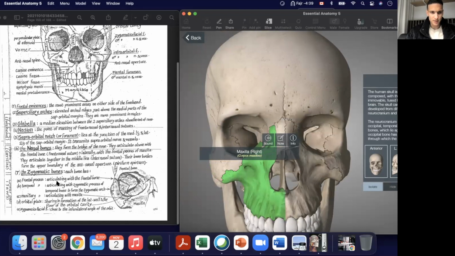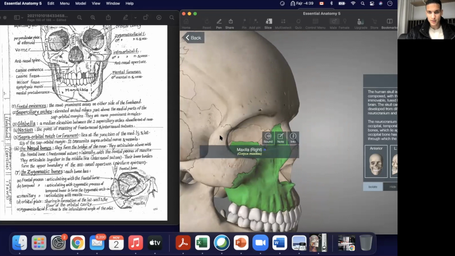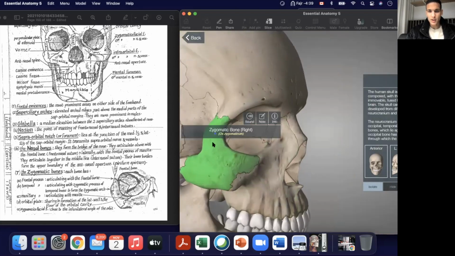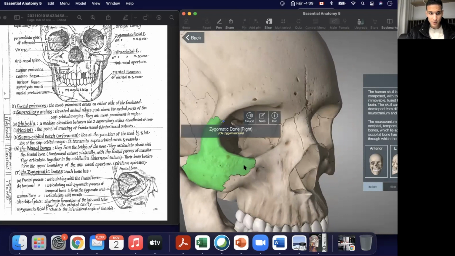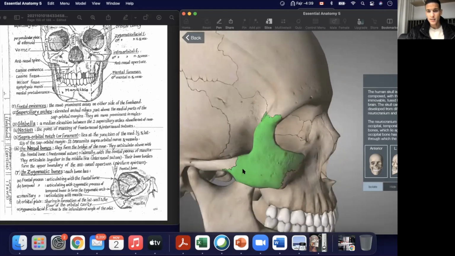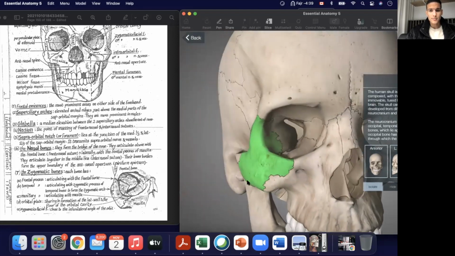So the frontal process of the zygomatic bone. You see, it has so many processes. So that's the zygomatic bone. This part of the zygomatic bone right here is called the frontal process of the zygomatic bone. Why? It's because it articulates with the frontal bone. Easy. Now it has the maxillary process, which articulates with the maxillary bone. And finally, it has the temporal process, which articulates with the temporal bone.